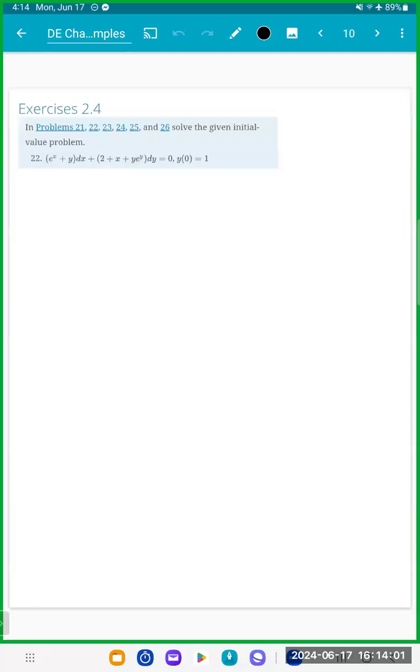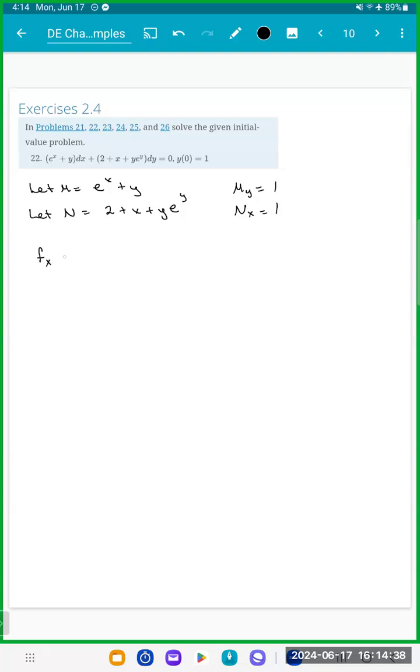Okay, one more initial value problem from 2.4. If we let m equal e to the x plus y, and we let n equal 2 plus x plus y e to the y, we have my is 1. We also have nx is 1, right? So we took the partial derivatives of each of those, and we can see that those are equal.